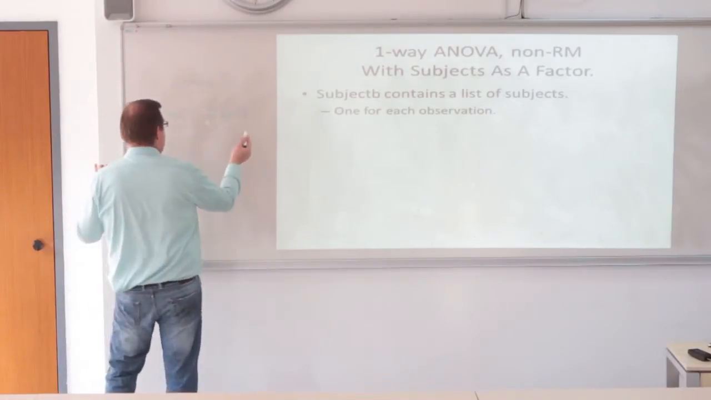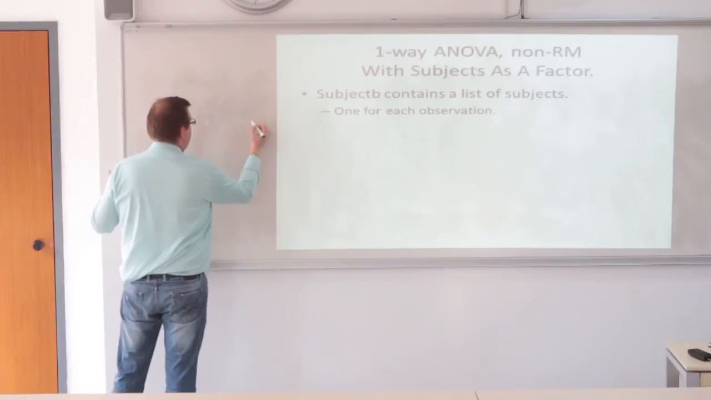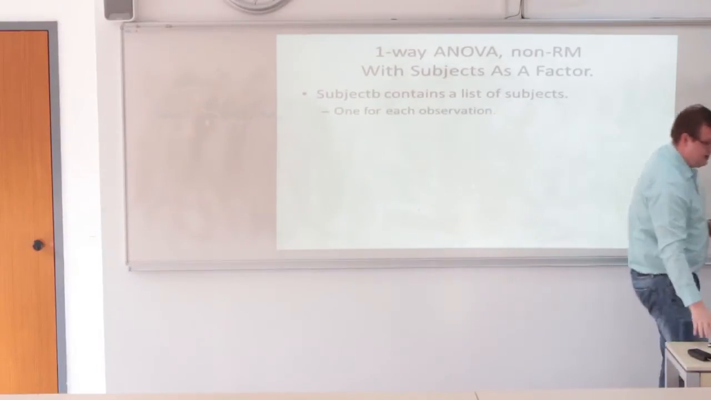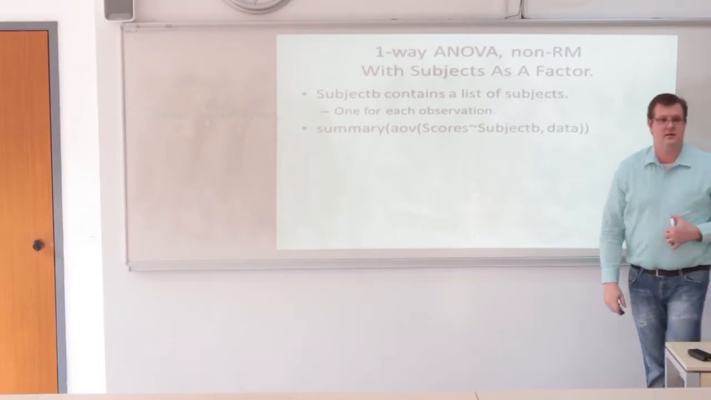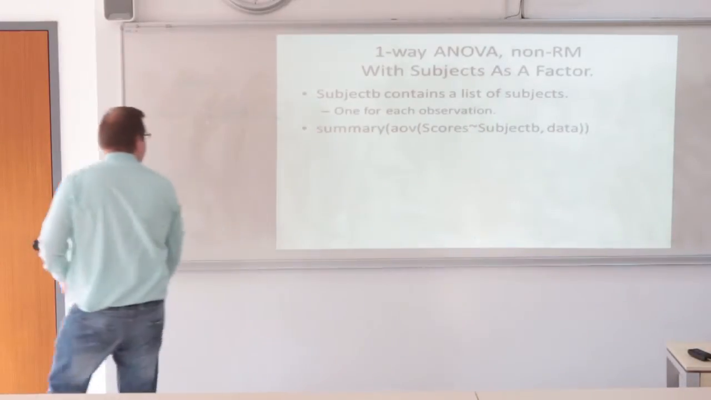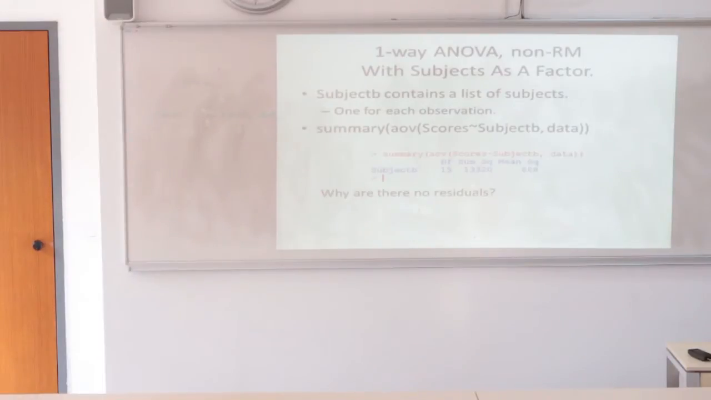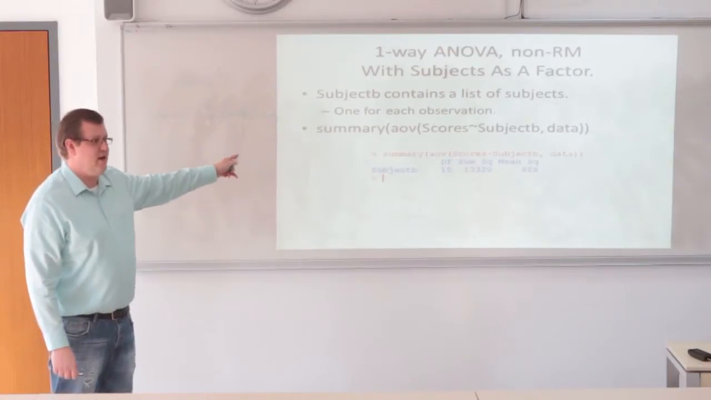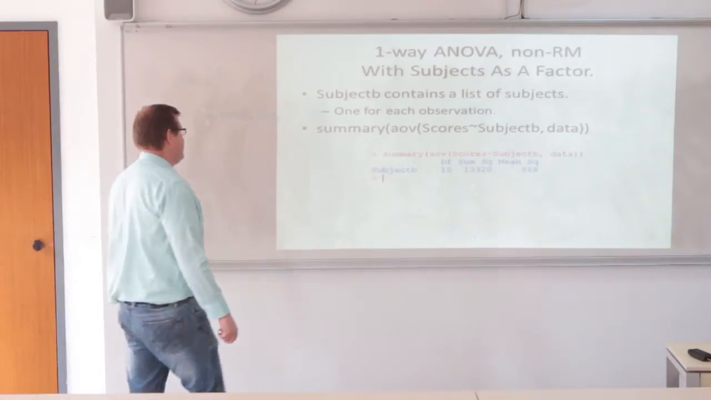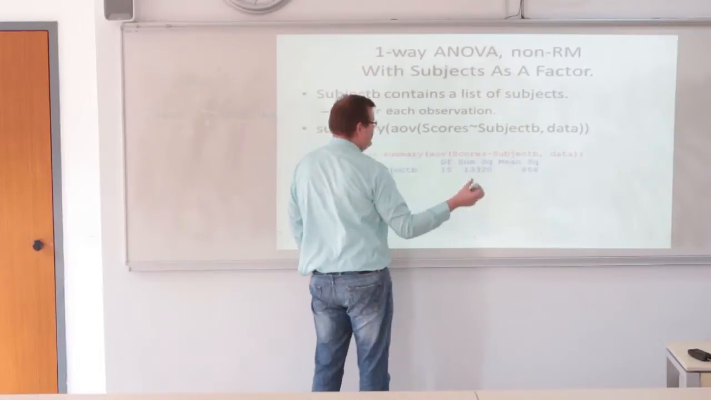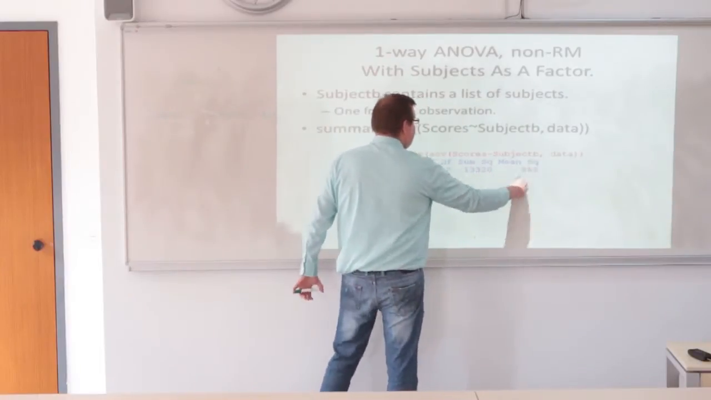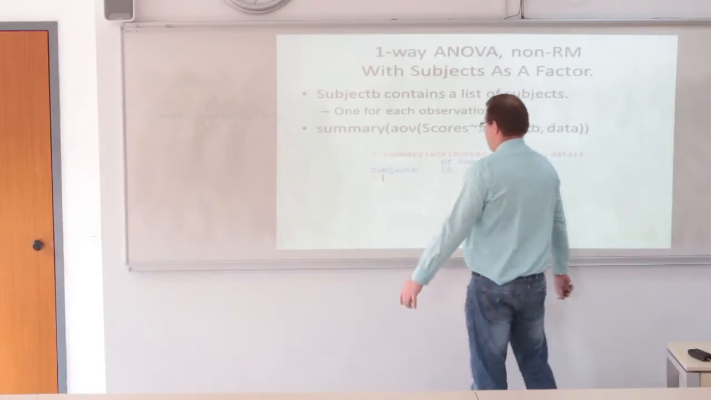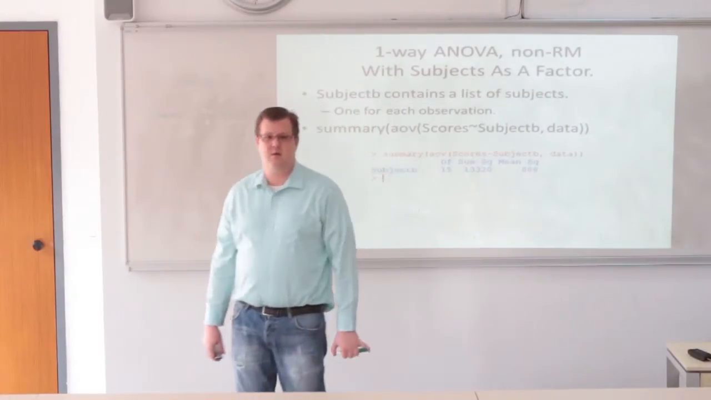Okay, so we have our model. This is it. What else do we need? Data. We tell it where we have it. I usually just say it's data. So we get something like this. If you were to do this with my data set, you get something like this. The summary of that model says subject B, there are 15 degrees of freedom, and this is our sum of squares, and this is our mean of squares. There is no F, there is no P. There are no residuals. Why?